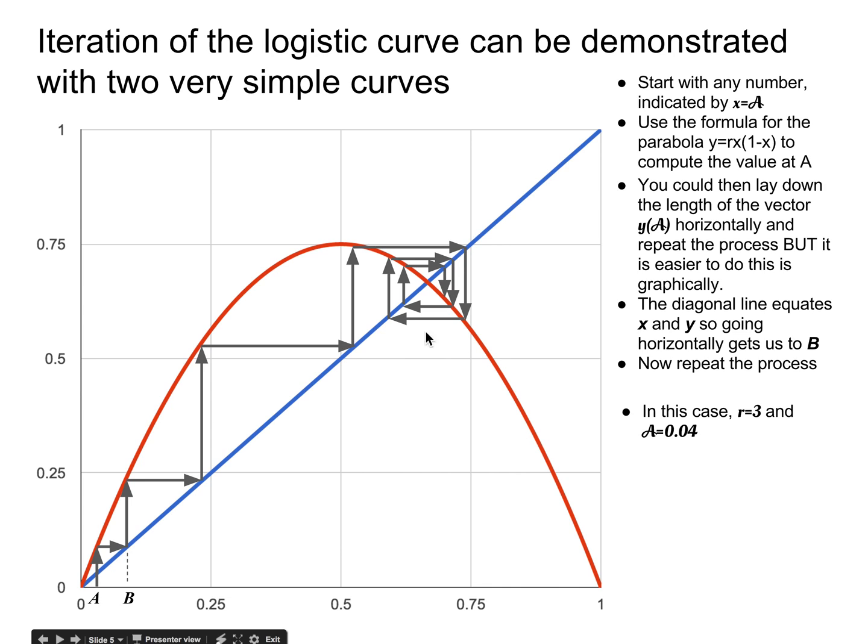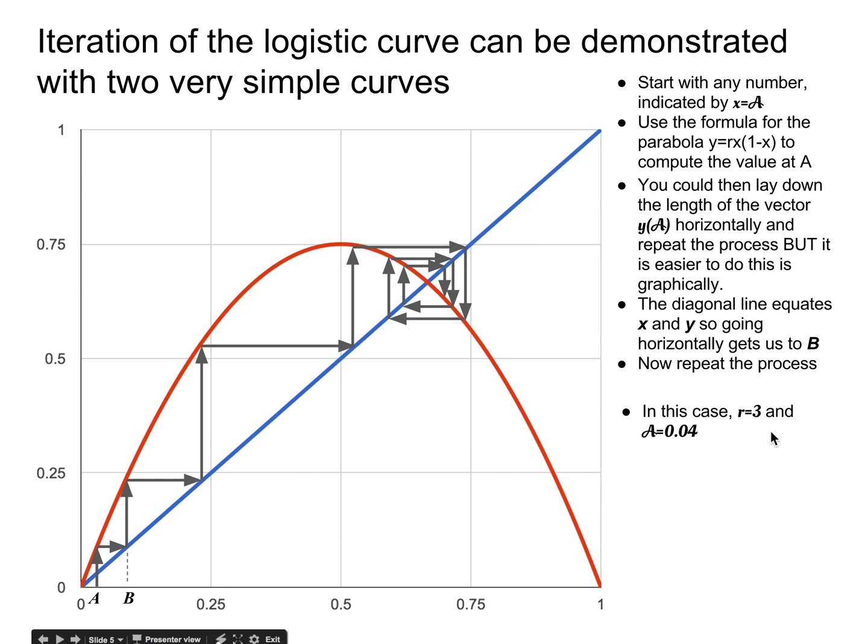Now, I didn't mention the value of R we chose here. It's actually equal to 3, and the first value we chose is 0.04. Now remember, on this scale, 1 represents the maximum population. That could be 100 rabbits or 10 million rabbits if it's a big field, but we can eliminate that factor by saying what fraction of the maximum did we start with.